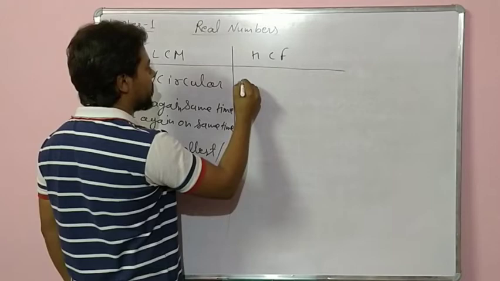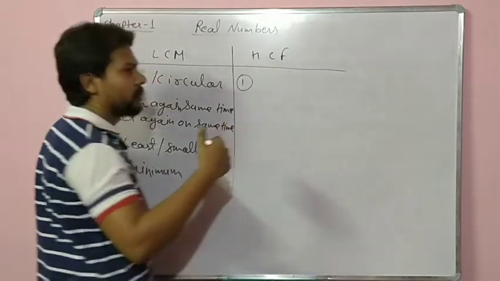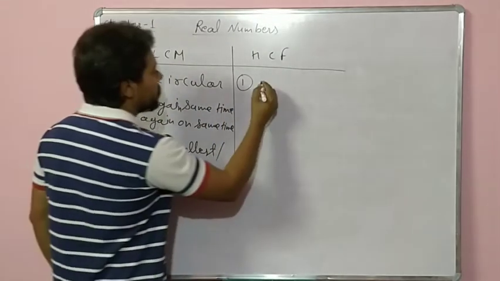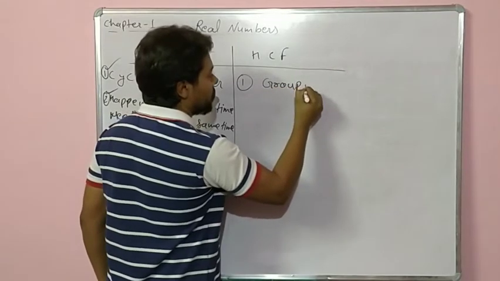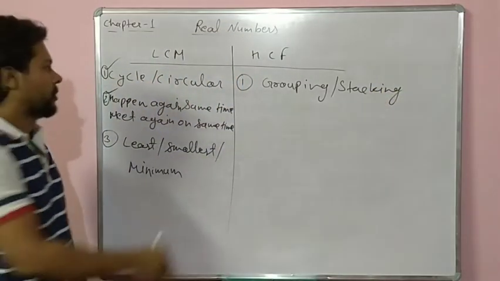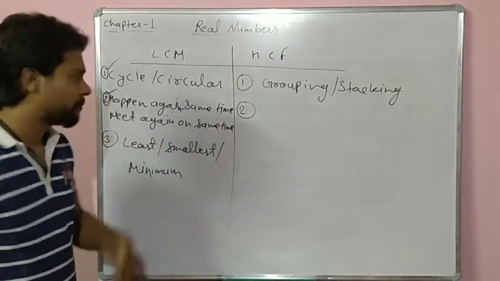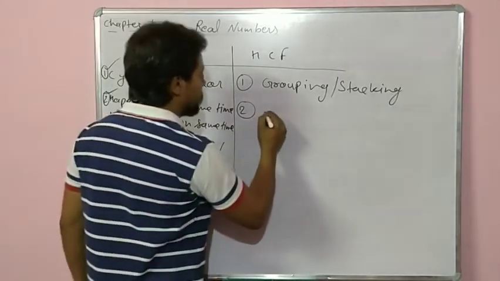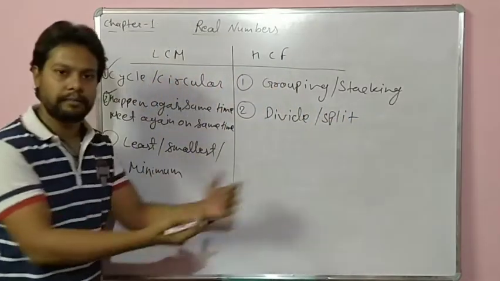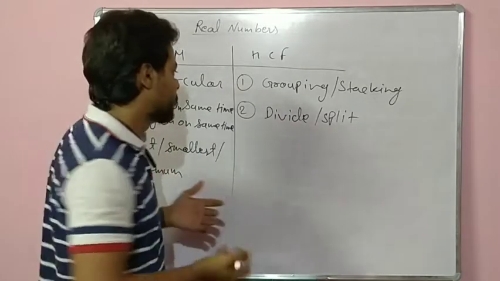Alright, then let's talk about HCF now. The first thing mentioned for HCF is that you are making any group of something, or you are stacking something, making stacks of goods. So this will help you: grouping or stacking. Second, if you are dividing any group of students equally, or splitting them equally and nothing is left. Divide or split does not mean dividing a number by something; dividing means dividing any particular group of something into 2 or 3 parts, or splitting them.